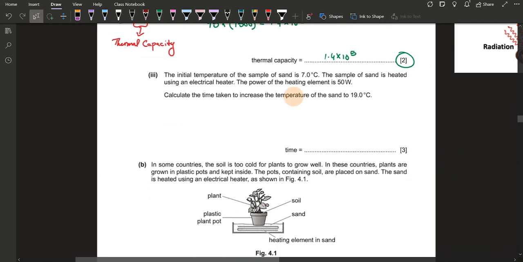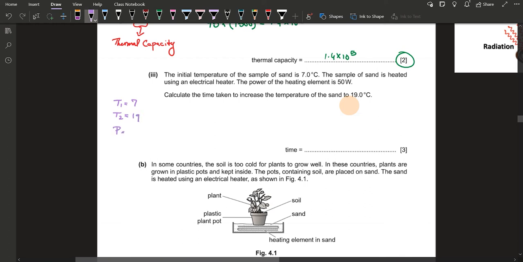Part 2 says the initial temperature of the sample of sand is this. The sample of sand is heated using an electrical heater. The power of the heating element is 50 watts. Calculate the time taken to increase the temperature of the sand to this. So we have T1, which is 7, and we have T2, which is 19.